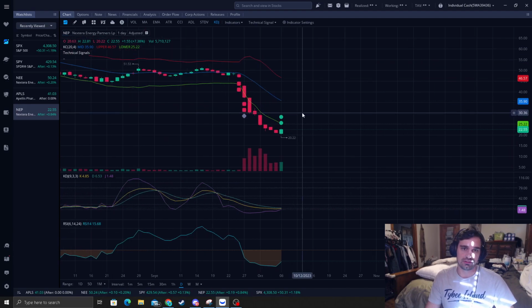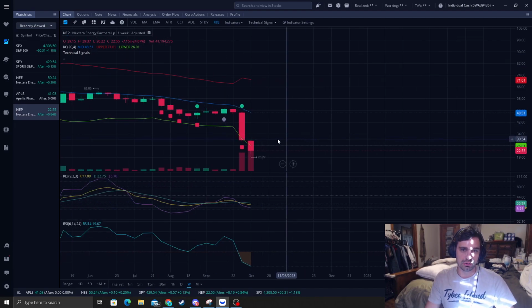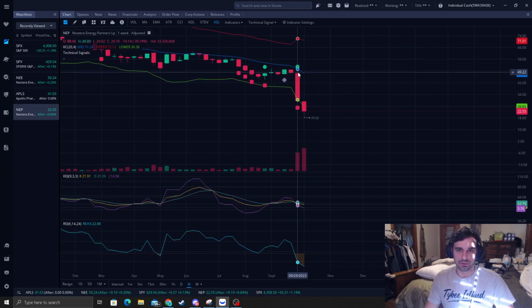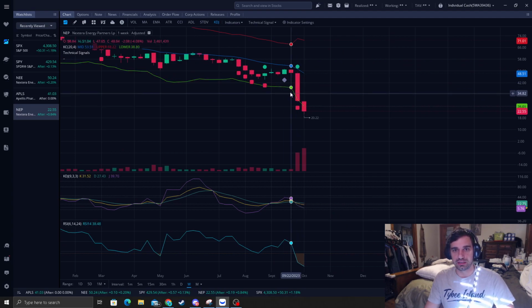The whole market was just terrible, and this is the most oversold stock I see on my scanner, because remember, the weekly is under the bottom Keltner channel.